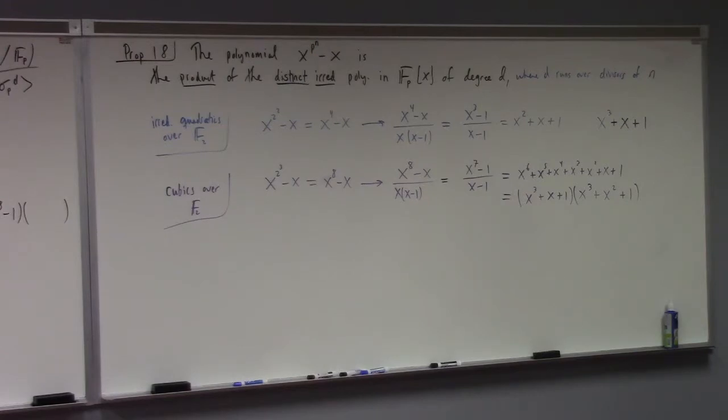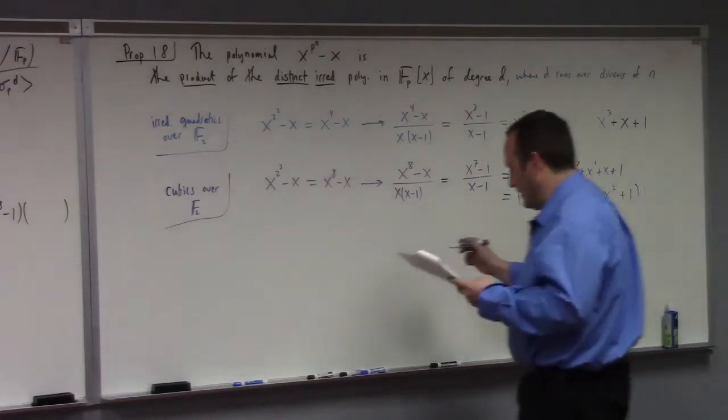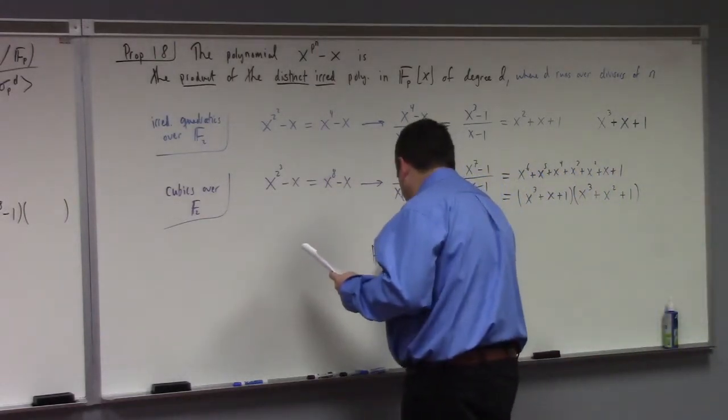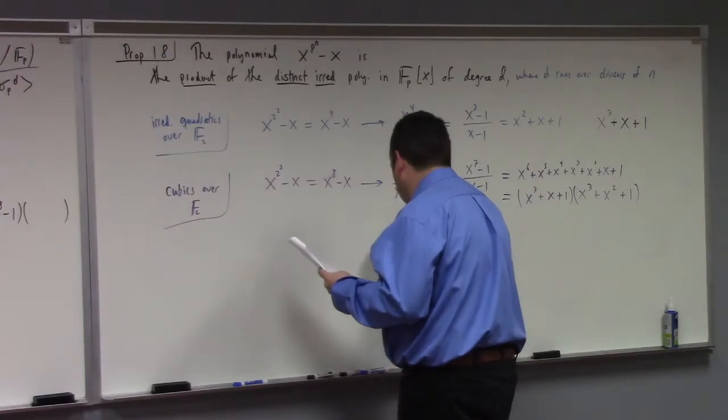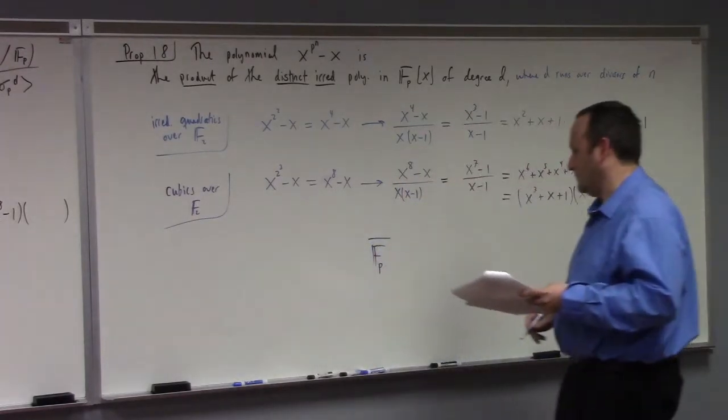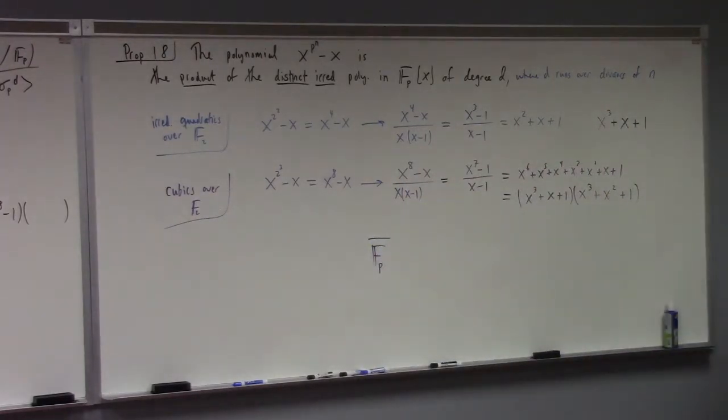Let's see here. So he makes this really cool point, what was the algebraic closure? What's the algebraic closure of the finite field of characteristic p, F sub p, which is Z mod pZ up to isomorphism? What's the algebraic closure of that? What does that mean?